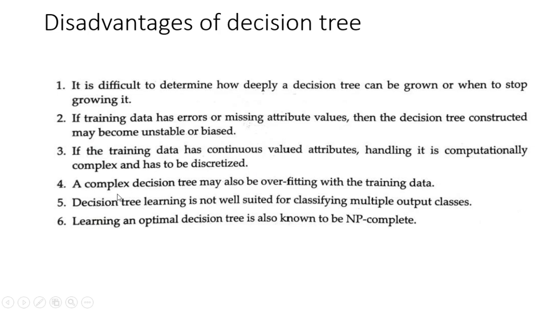The fourth one is, a complex decision tree can result in overfitting issues. And the fifth issue is that a decision tree is not well suited when you're classifying multiple output classes. It's very good for 2 or 3, but when you have like 10 classes, then it's not really ideal. The sixth one is learning an optimal decision tree is known to be NP complete. So really coming up with an optimal decision tree can be an NP complete problem.